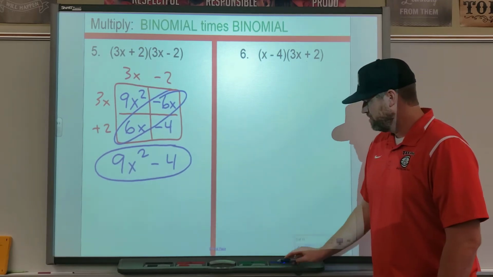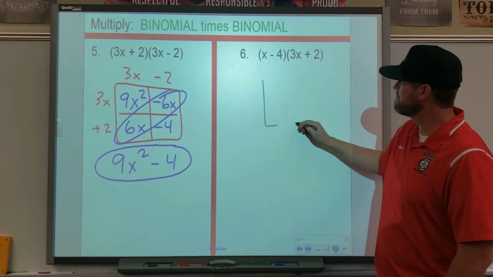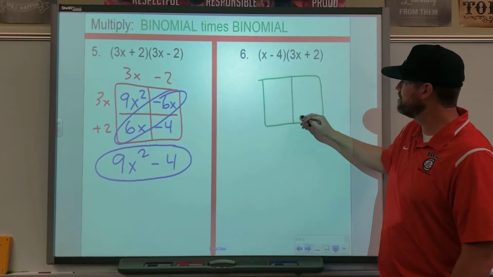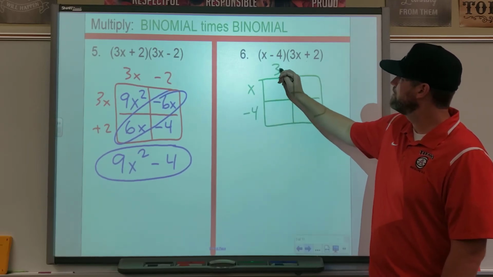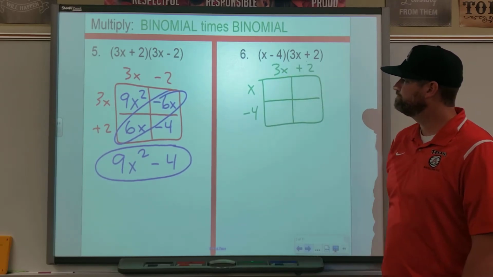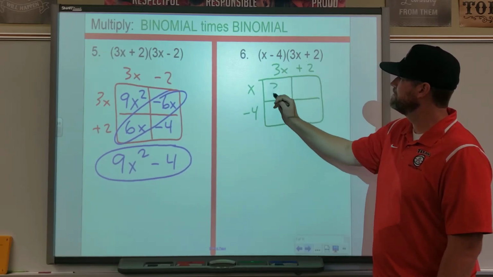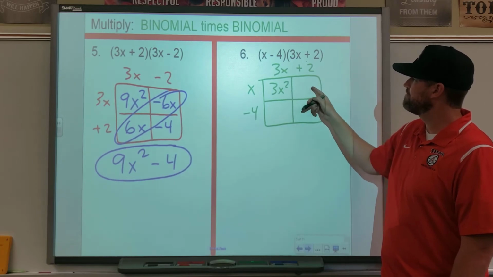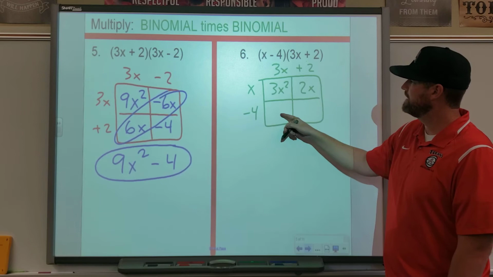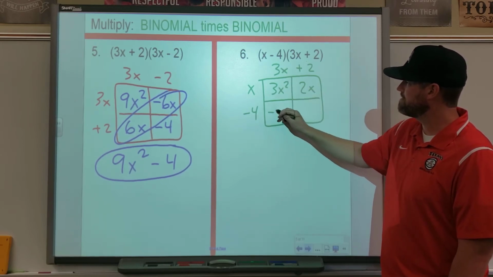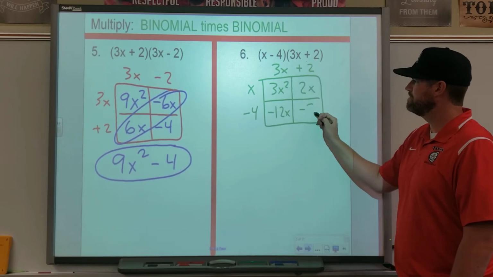Okay, one more example. All right, hopefully you're getting the hang of this. We've got 2 terms by 2 terms, so we're going to have a 2 by 2. Right? 2 columns, 2 rows. X minus 4. 3x plus 2. First box is going to be our first terms multiplied together. This one will be x times 2. Then we do negative 4 times positive 3x. And finally, negative 4 times positive 2.